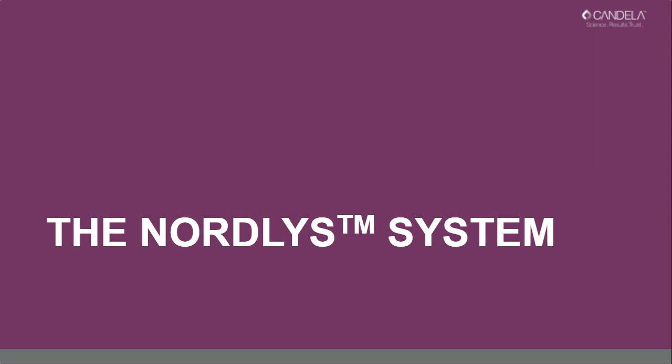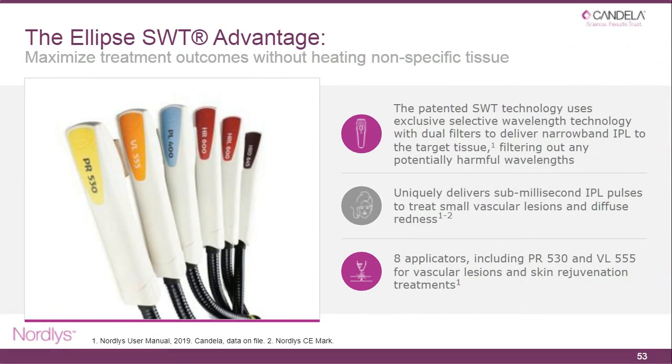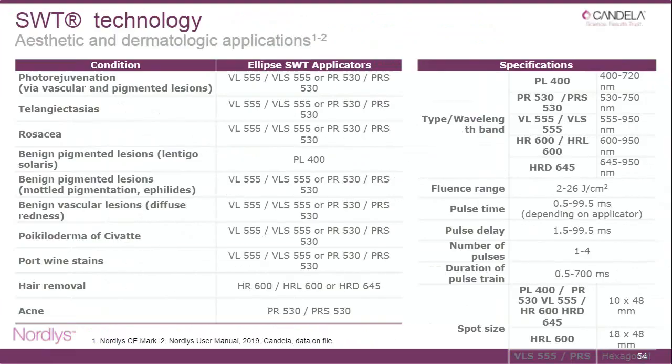We are discussing the use of the Nordlys system treating rosacea, and the Nordlys system has four foundational technologies: the IPL, called SWT, two non-ablative fractional lasers, and an Nd:YAG of 1064. The SWT basically has 8 applicators and has 2 unique features that we will cover to understand why this tool is very important and useful to deal with rosacea. This is just a summary of all the applicators.